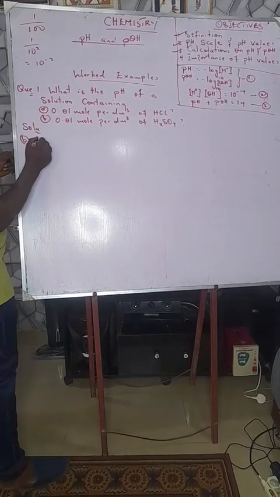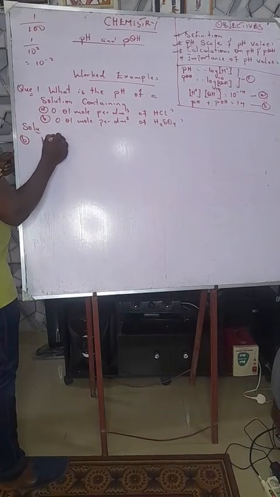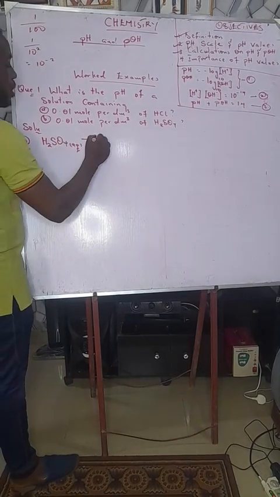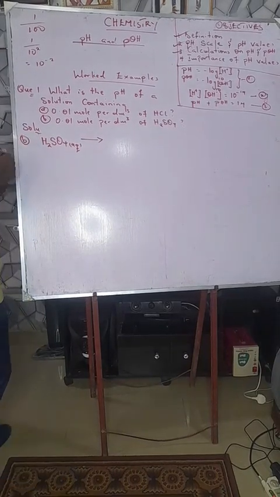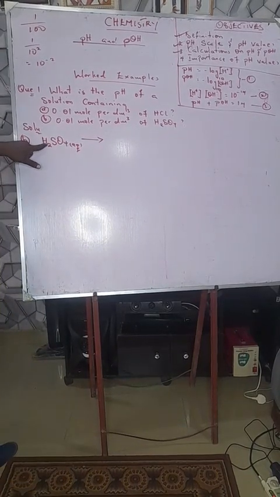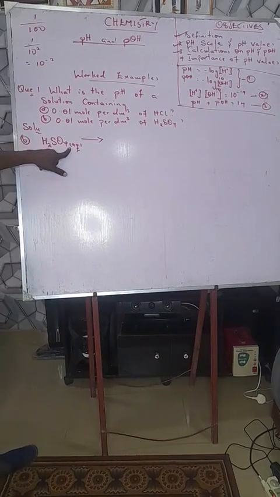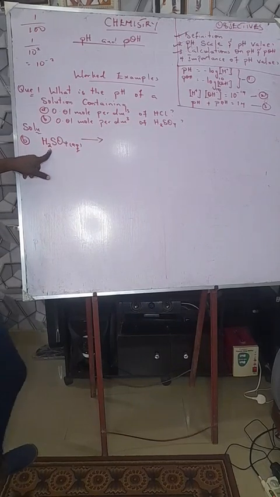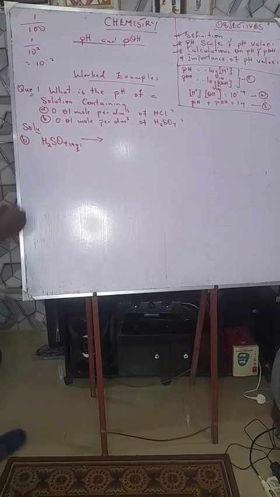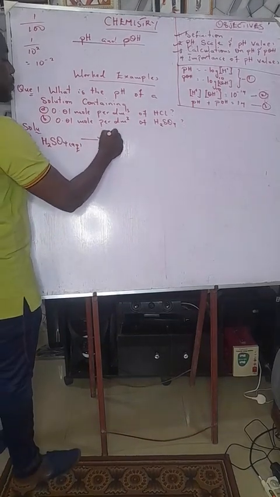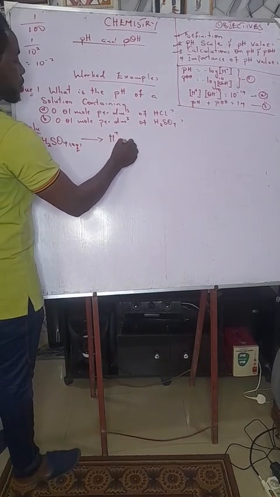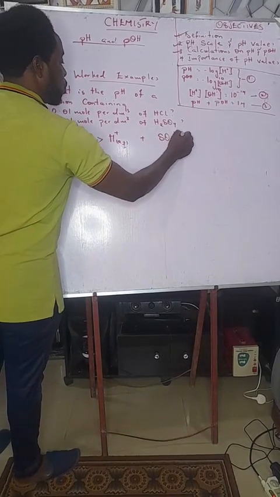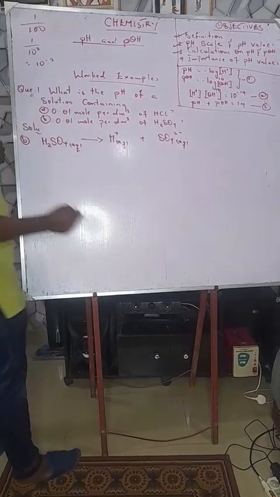You also write the ionic equation for H2SO4. What will this one give you? I told you the other day when we were writing this, H will pick the one outside SO4. That's going to be H plus, and SO4 will pick this 2, then it's going to be SO4 2 minus. Then from here you have H plus aqueous plus SO4 2 minus aqueous.